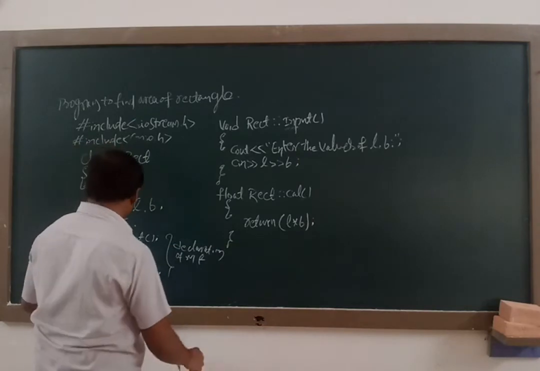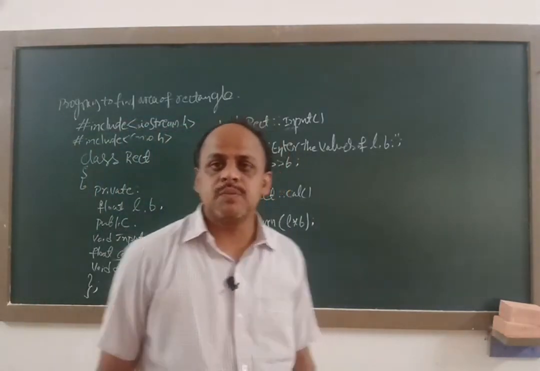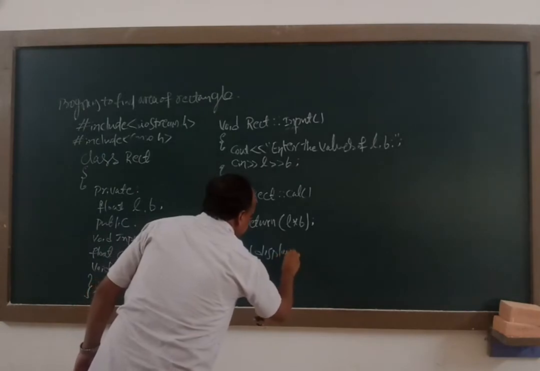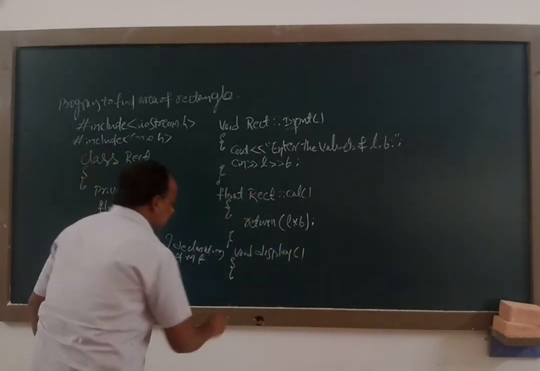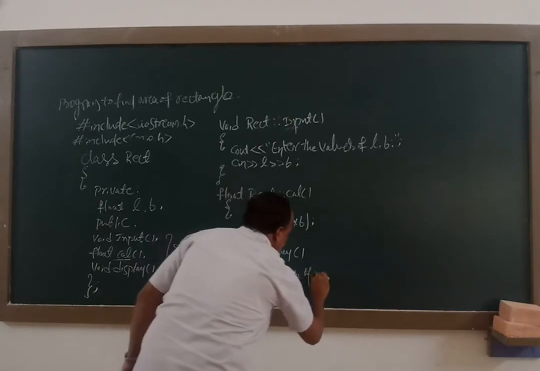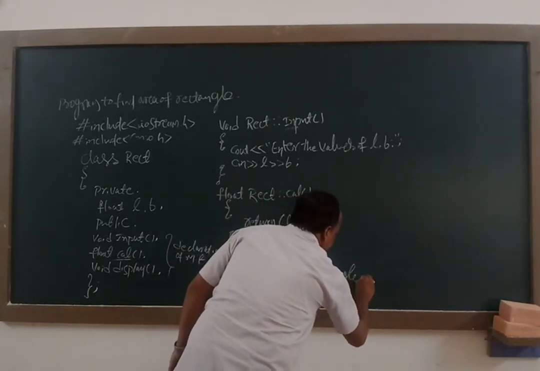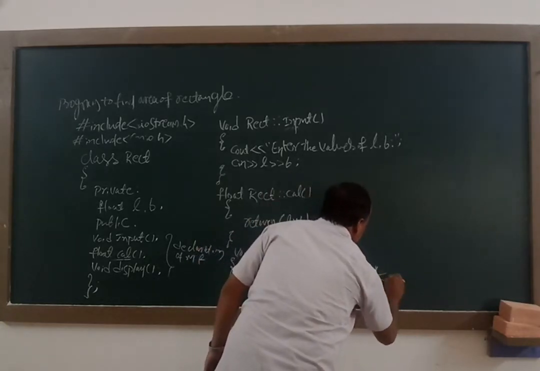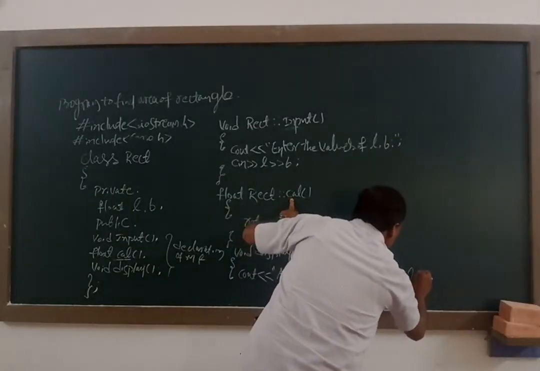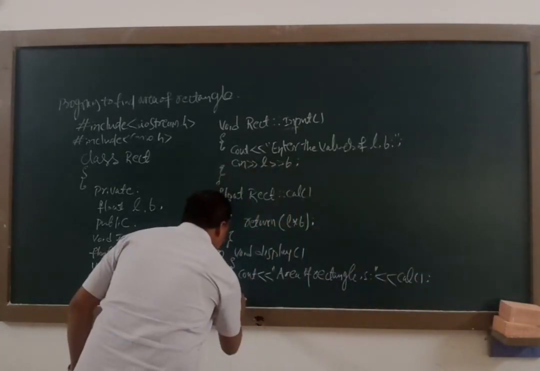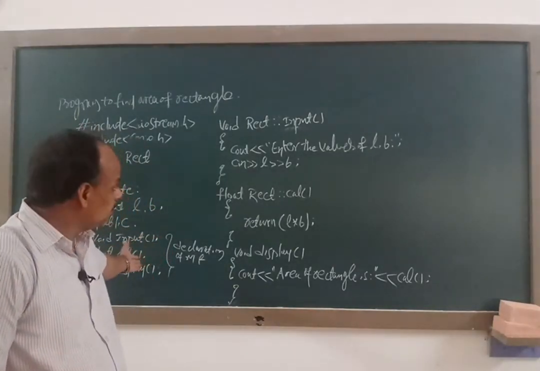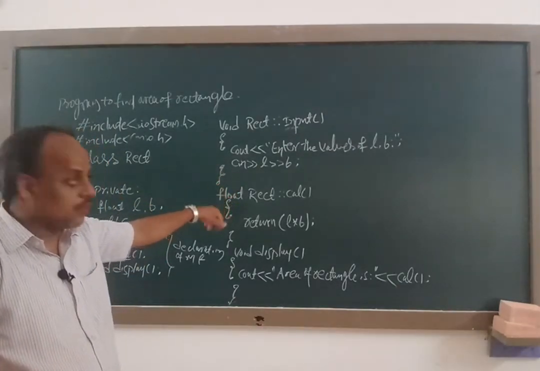Next, one more function, that is, we have to consider the display function. Void, display function. So write a cout statement: area of rectangle is, and where is it? In the CAL function. Write this CAL function. Close this bracket. Right? I just wrote the code for the member functions outside the class. Now consider the main function.